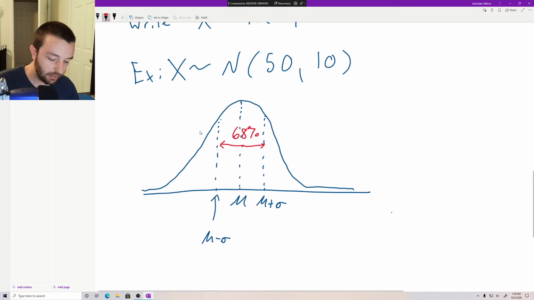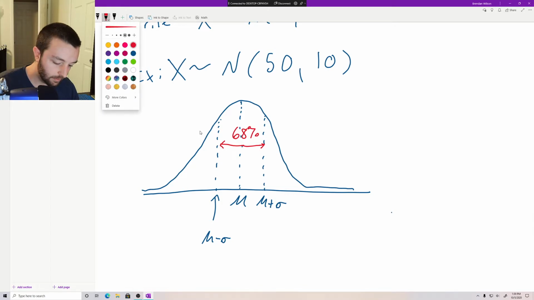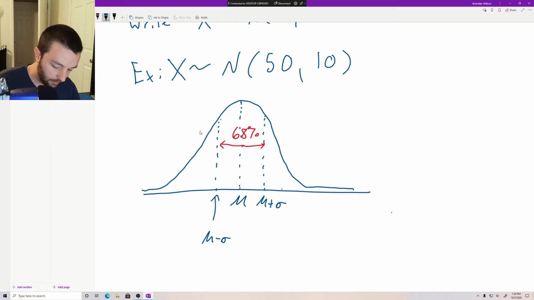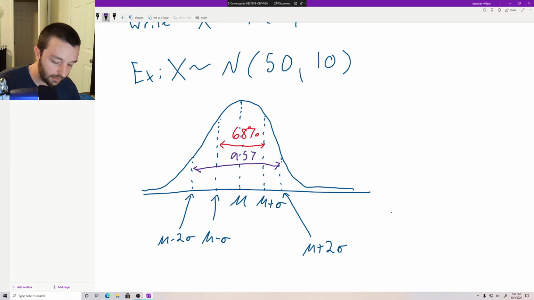If we go out 2 standard deviations, okay, so that would be mu plus 2 times sigma, and mu minus 2 times sigma. Okay, that distance, that's going to be 95% of the data. 95% of the data is within 2 standard deviations of the mean.